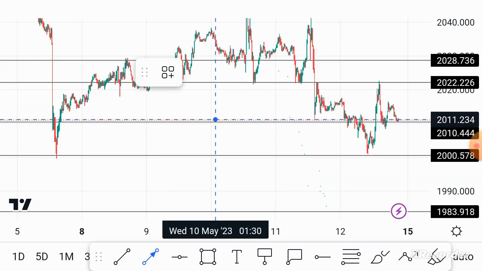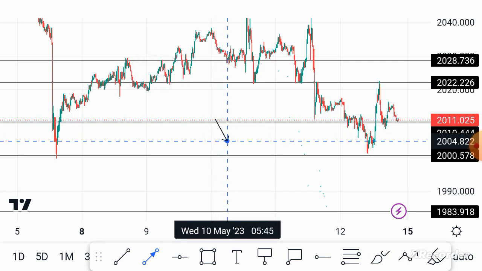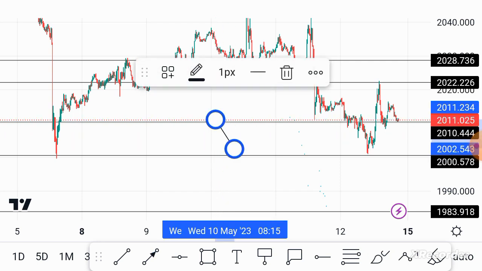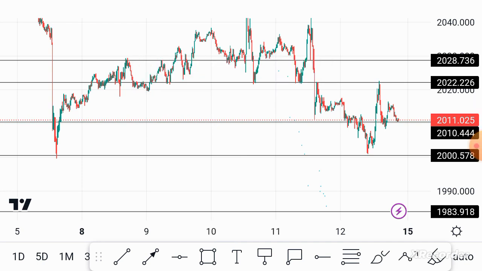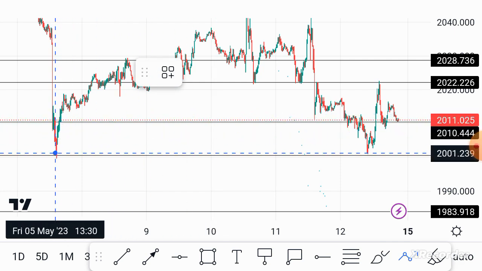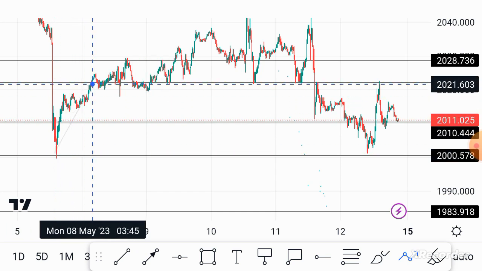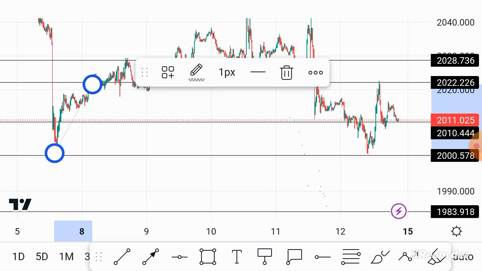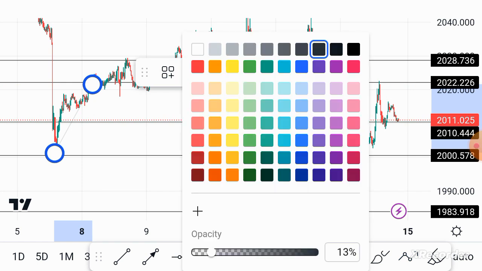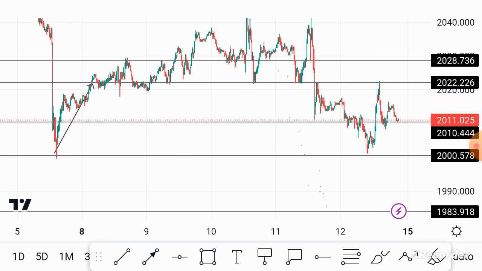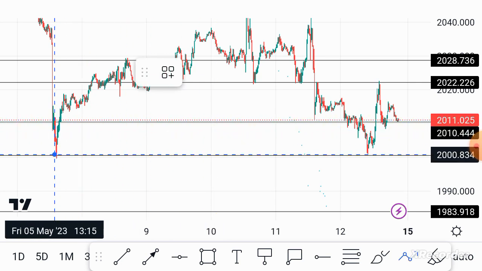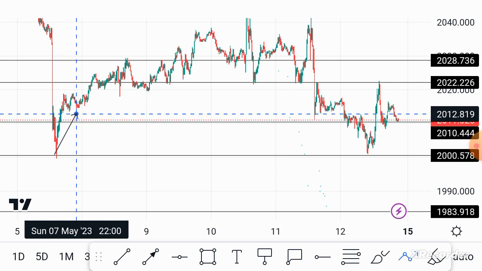Okay, look at this. Let's make use of this very tool here, so that we can take a look at it. Price came all the way from this point here to the upside. Okay, let me increase the thickness. So price came all the way. Alright guys, so price came all the way from this point to the upside here.